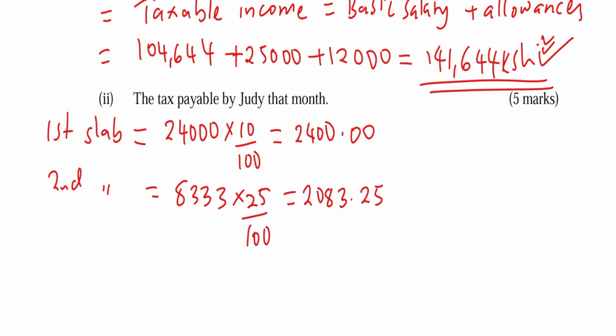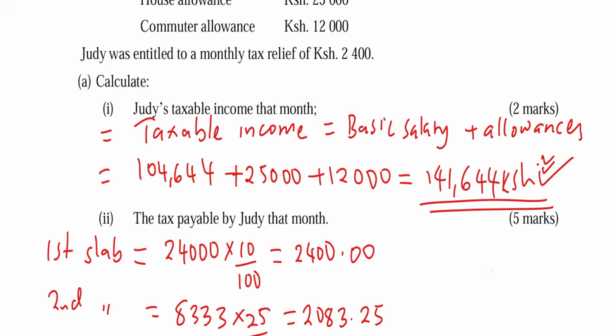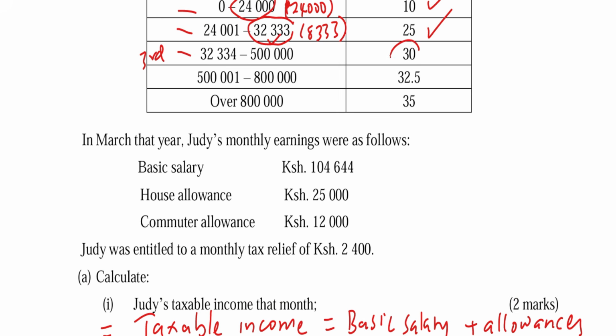So let's find the tax of the third slab. We said you take 141,644 minus 32,333, and let's see how much it gives us. So if you take 141,644 minus 32,333, you get an amount which is equivalent to 109,311. So here it is 109,311 multiplied by the tax rate which you're given in the third slab, which is 30%.